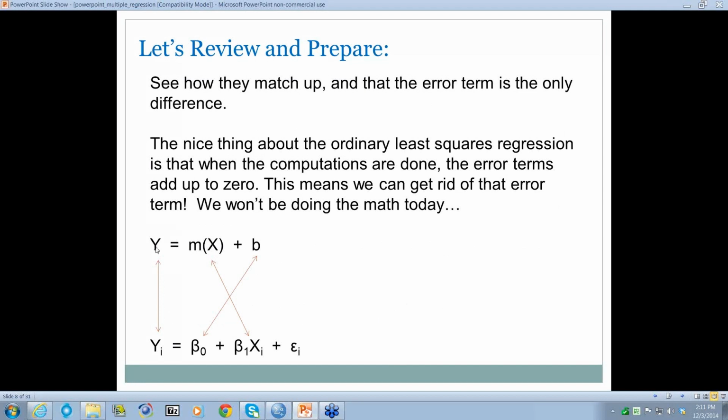But here they are. Here's your y. Here's your slope, and that's actually supposed to go over here a little bit more. Oh, no, there's your x. Well, here's your slope with the x there. So here is your slope. The x stays the same. The y stays the same. Here's your intercept right here. And there's your little epsilon, your little error.